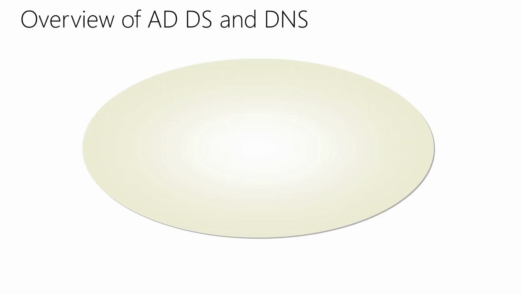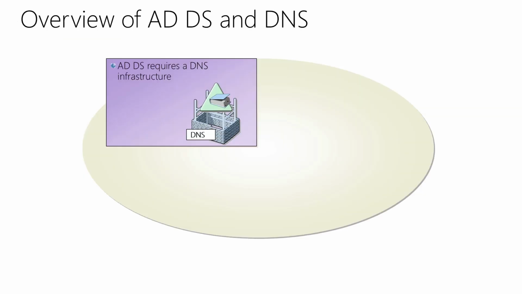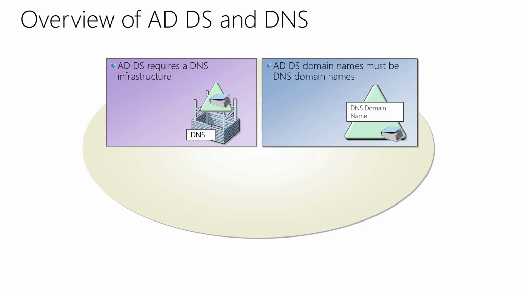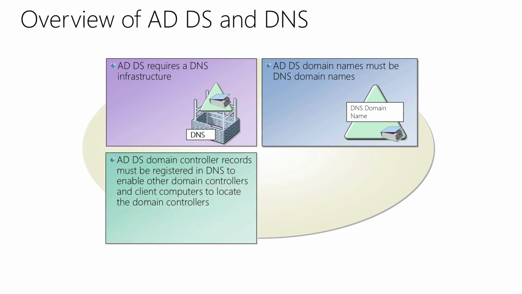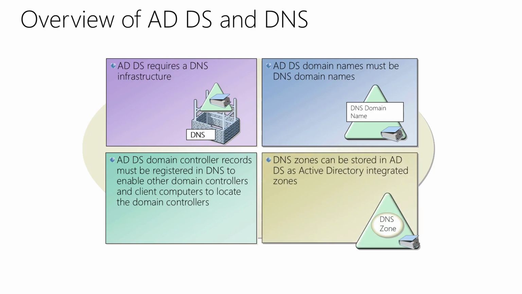Moving on, overview of Active Directory domain services and DNS. Active Directory domain services requires a DNS infrastructure. The Active Directory domain services domain name must be a DNS domain name. Active Directory domain services domain controller records must be registered in DNS to enable other domain controllers and client computers to locate the domain controllers. A DNS zone can be stored in Active Directory domain services as an Active Directory integrated zone.